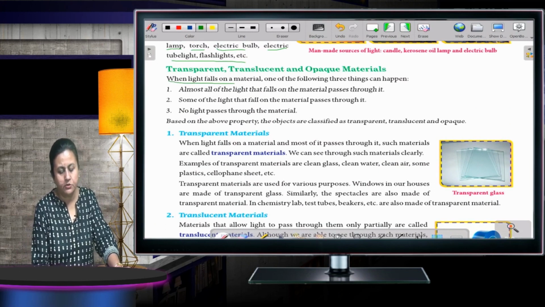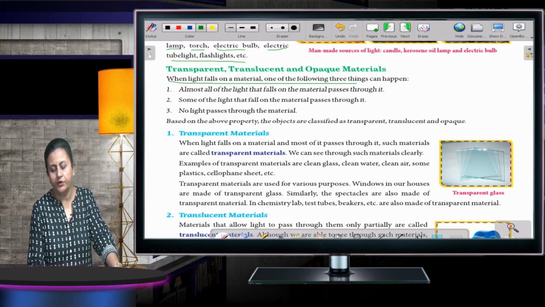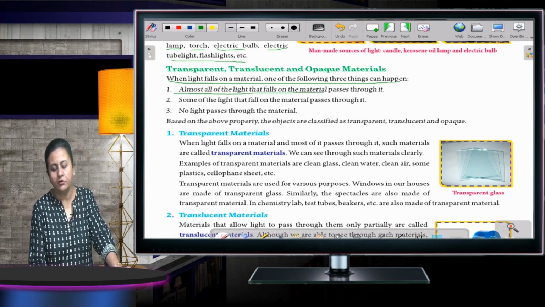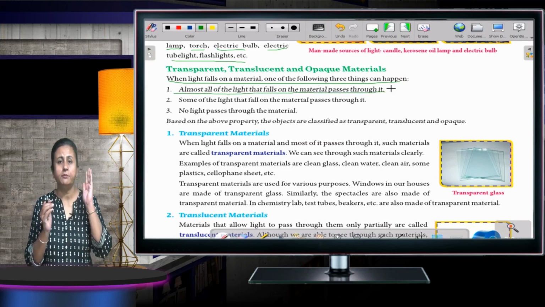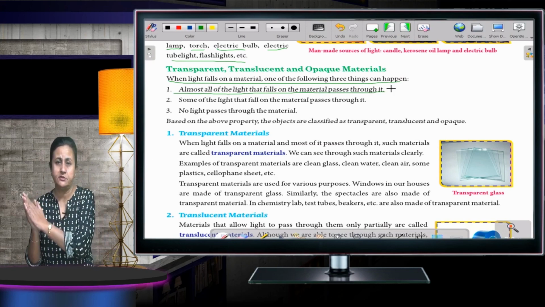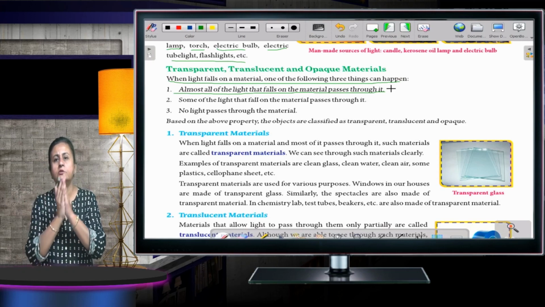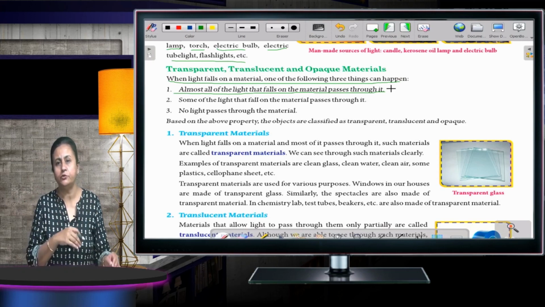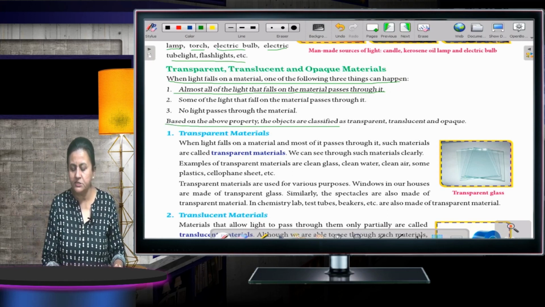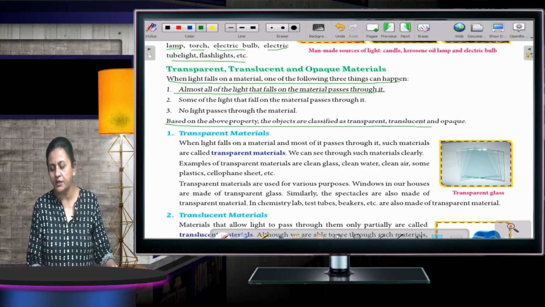When light falls on a material, one of the following 3 things can happen. Almost all of the light that falls on the material passes through it. Puri ki puri light, the whole of the light passes through it. It may allow some part, or it does not allow any light to pass. Now based on the above property, the objects are classified as transparent, translucent and opaque.